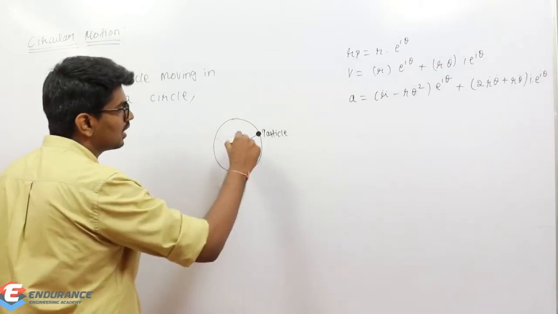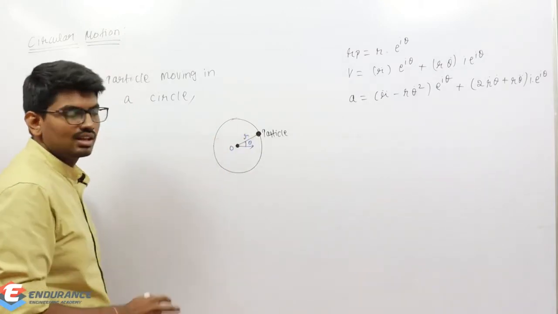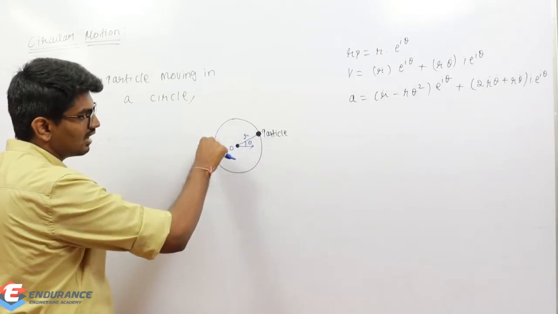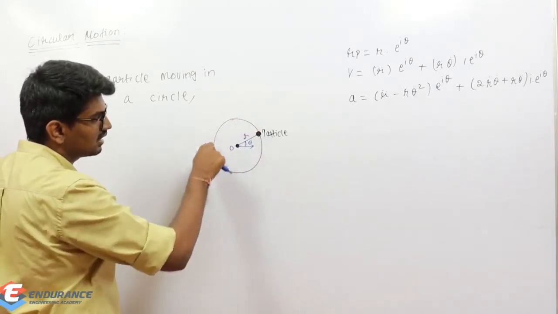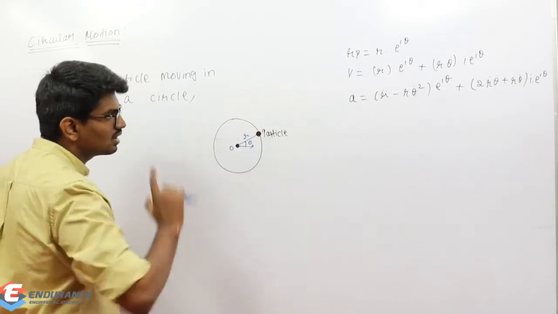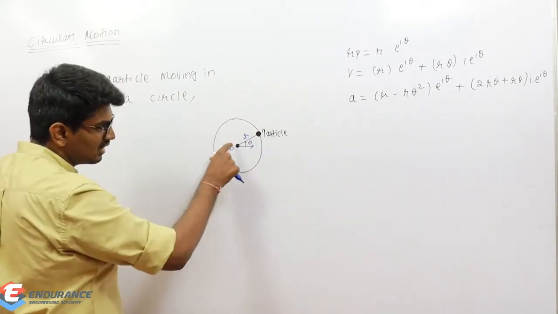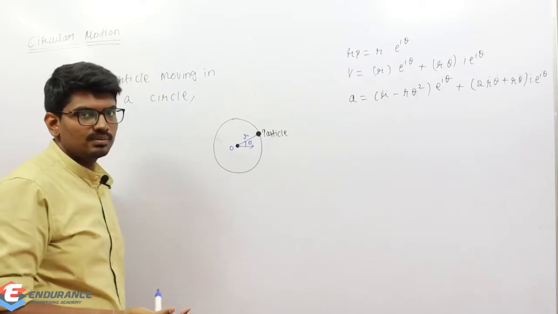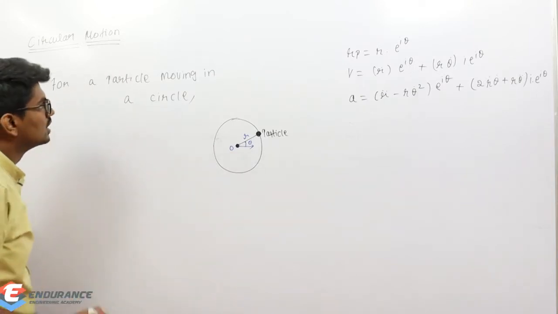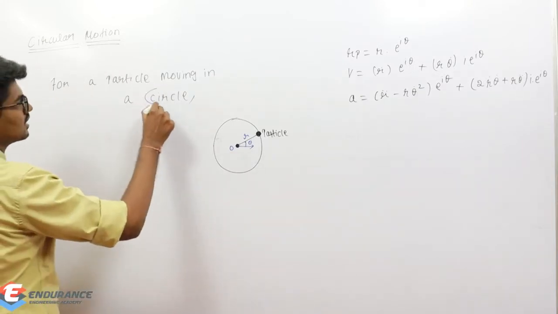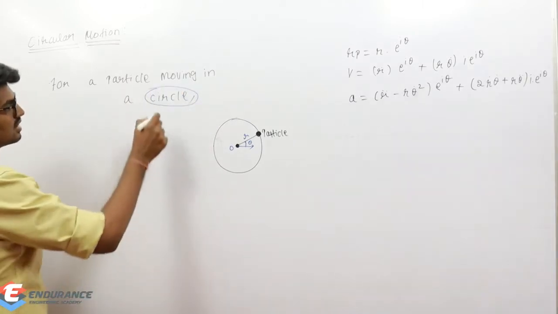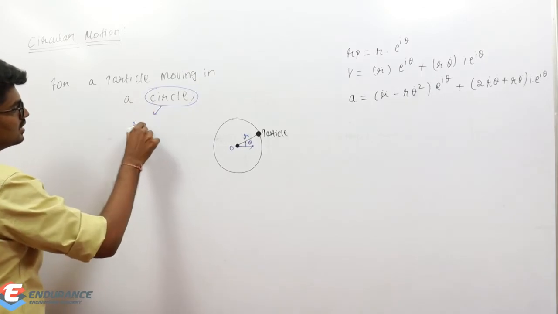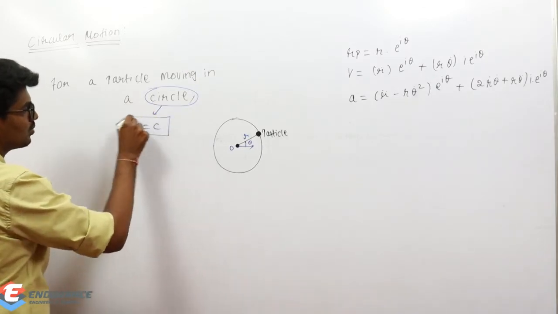But what about the radius? The radius will remain constant everywhere, right? Wherever the particle goes, this radius has to remain the same. So the radius is not going to vary. For any circular motion, for a particle moving in a circle, the radius will be constant. This is a very important point.